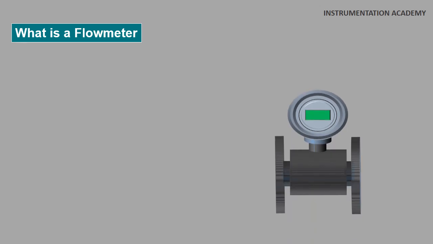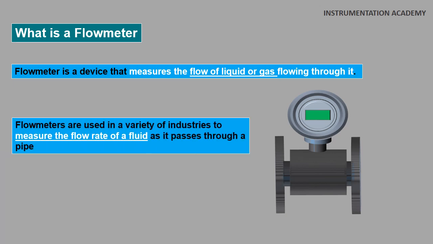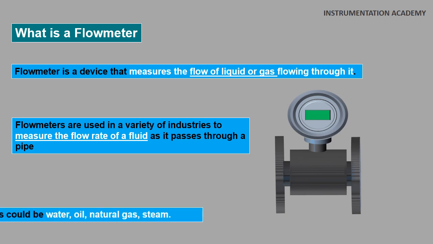First, let's discuss what is a flow meter. Flow meter is a device that measures the flow of liquid or gas flowing through it. Flow meters are used in a variety of industries to measure the flow rate of a fluid as it passes through a pipe. These fluids could be water, oil, natural gas, steam, or anything else. While all flow meters share a common function of measuring flow rate, they are a bit different in the way they operate.